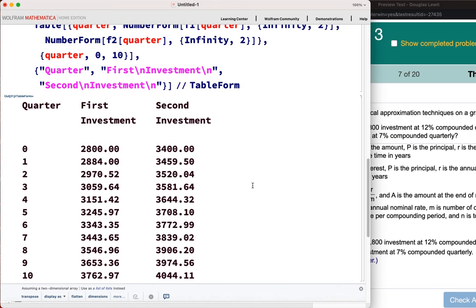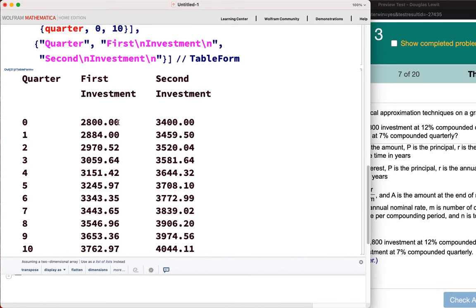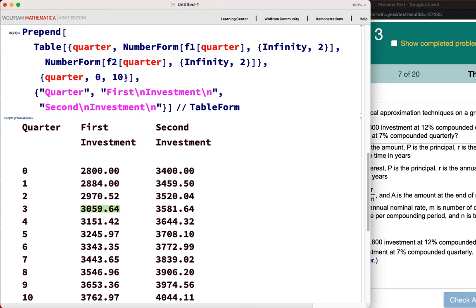Okay, so I'm taking a look. Let's see. First investment, this is still okay. Too small, too small, too small. Okay, so we need to go beyond 10.